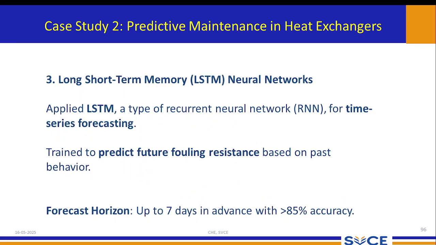Long short-term memory has also been used for speech recognition as well as tone and pitch. Here we applied LSTM, a type of recurrent neural network, for time series forecasting. It was trained to predict the future fouling resistance based on past historical data or past behavior. It forecasts 7 days in advance with 80 to 85% accuracy, which is the advantage of going for long short-term memory neural networks. This type of model has been used for predictive maintenance.